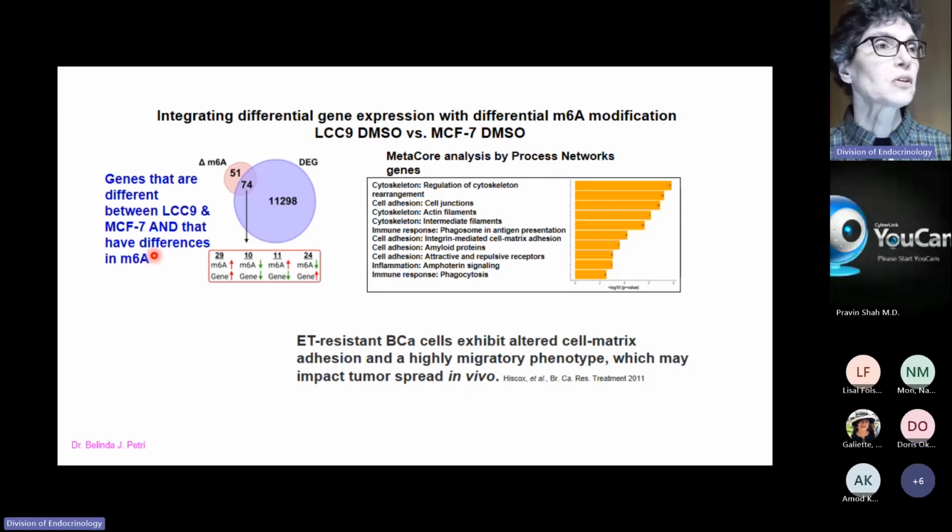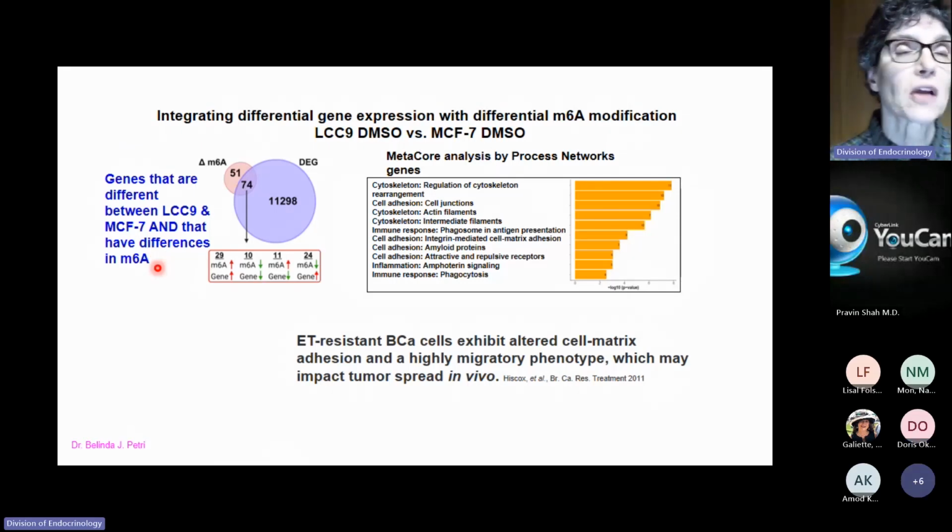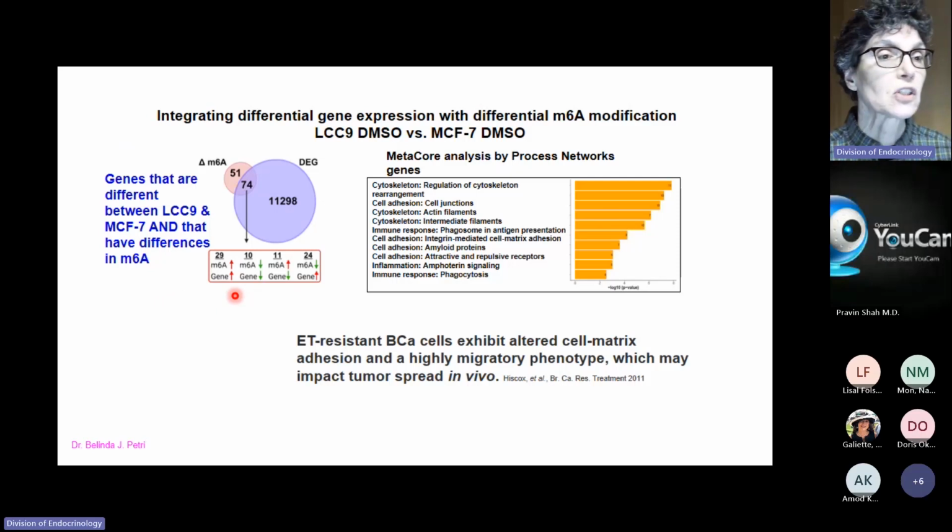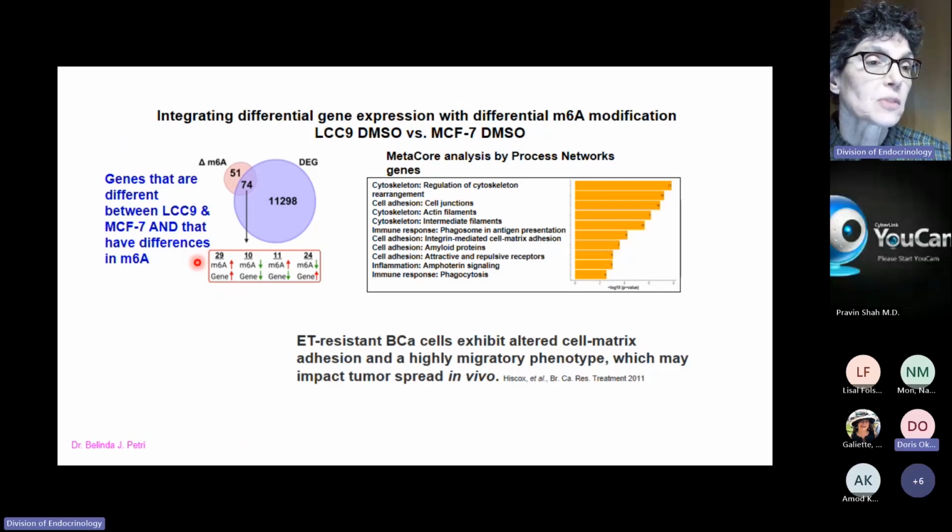So first, the comparison is LCC9 versus MCF7 cells just treated with vehicle control. And so these are the genes that are different between LCC9 and MCF7 cells and have differences in m6A abundance in transcripts. So 29 have an increase in m6A and an increase in gene transcript abundance. 10 have a decrease in m6A, decrease in gene transcription. So you can look at all that.